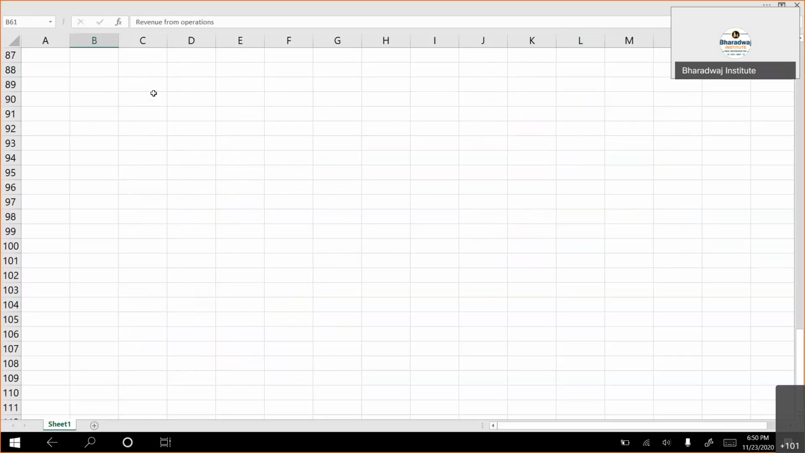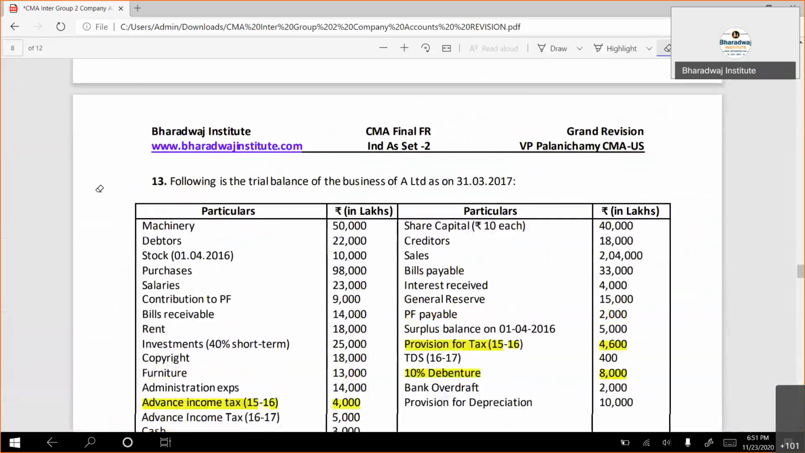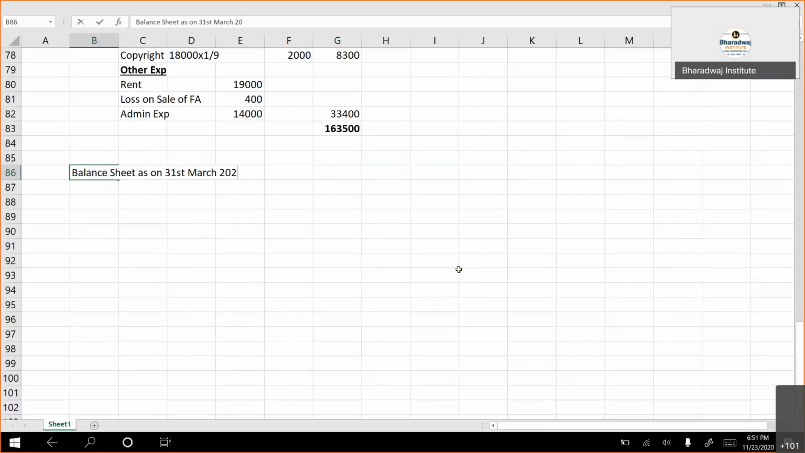Next, we are going to do the balance sheet. The date is 31st March 2017. The first title is equity and liabilities. Number 1, shareholders funds. Share capital: equity share capital only is there, 40,000. Number 2, reserves and surplus.